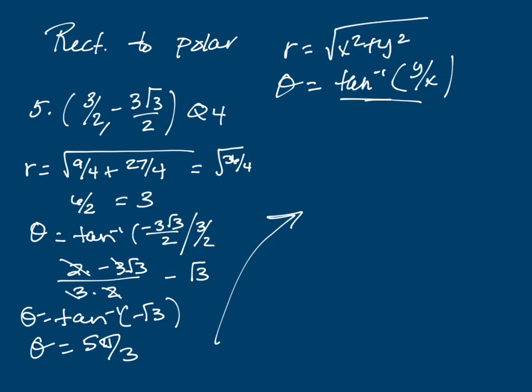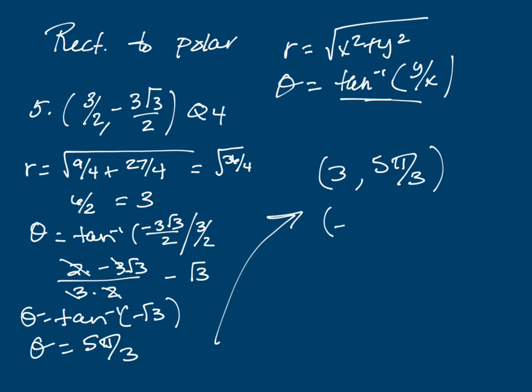And this is the one where if you get between negative and 0, or between 0 and 2 pi, they want you to give that. So we have, what was r? What was r? 3. Yeah, that's what I thought. 3, 5 pi over 3. Okay, that's the rectangular to polar.